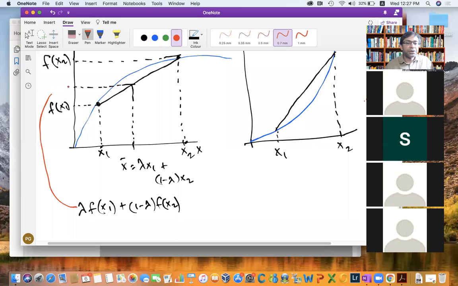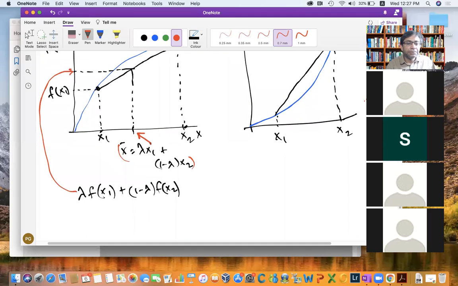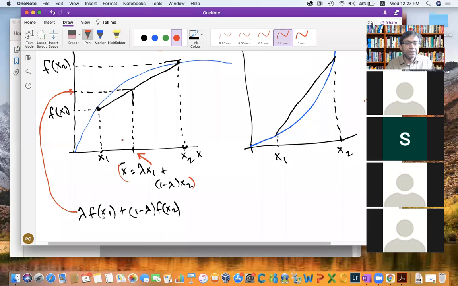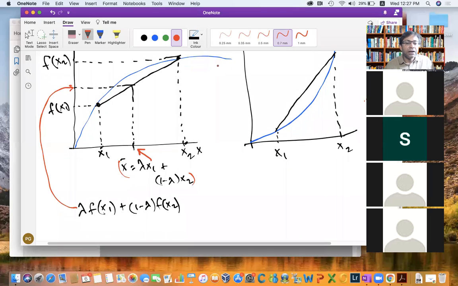So this weighted average has this value, and that weighted average has this value. Basically, the x value and the functional value are linearly related like this, right? You can easily check that. So if I evaluate the value of the function first at the points x1, x2, and then take a weighted average, the magnitude I'll get will be given by the height of the straight line.